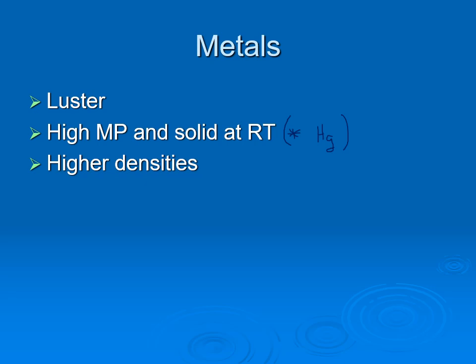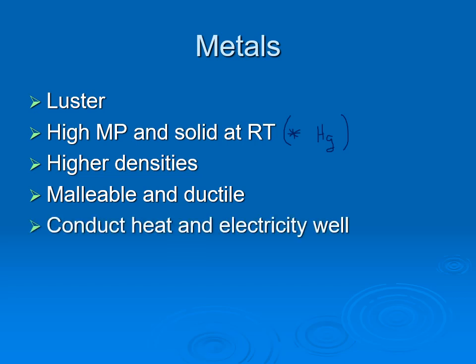Metals have higher densities. They're heavier, unit per unit. They are malleable and ductile. Malleable means that it can be hammered into a thin sheet and molded and worked with. And ductile means that you can thin a metal out and make a wire out of it. So, wire making. Metals will conduct heat very easily, and they will conduct electricity very well.